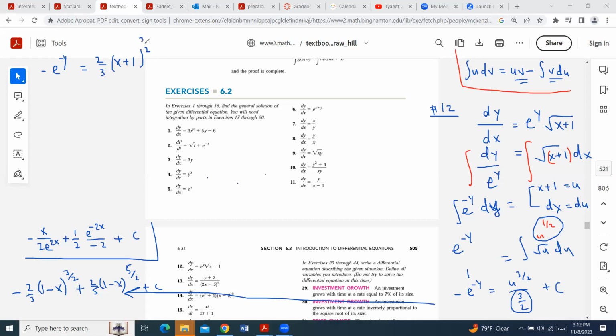3 over 2 plus the constant. And then I always need to get the answer as function y of variable letter x. So how can this be done? Well, first of all, I can pull out negative, so I can multiply both sides by -1. So this minus will disappear here and appear on the other side.